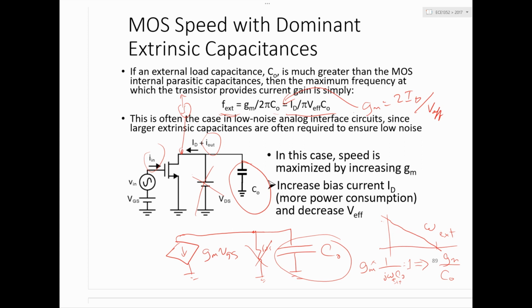The reason that makes your speed better is because it doesn't matter that the parasitics of the transistor get bigger. CO is what's limiting you anyway, so you might as well make it bigger, and that allows you to take advantage of the fact that you have more GM.